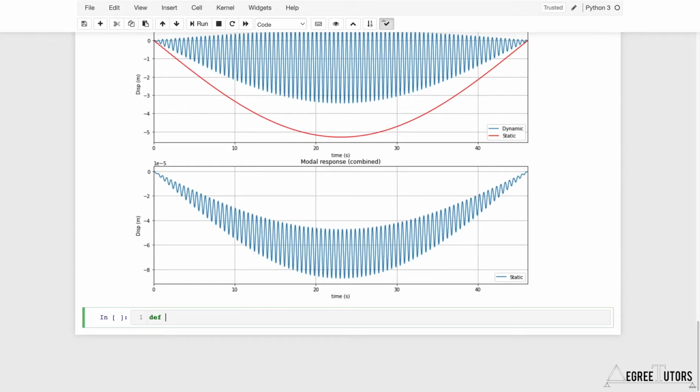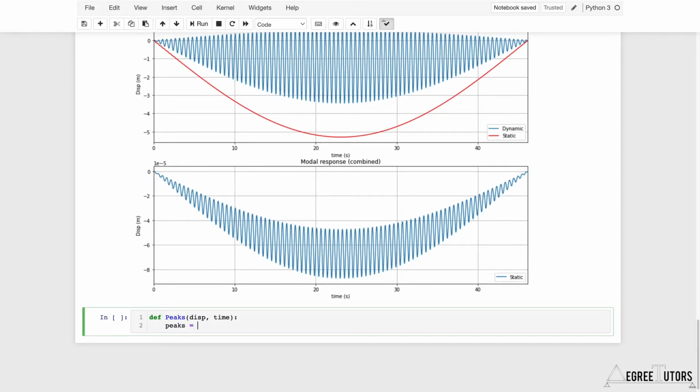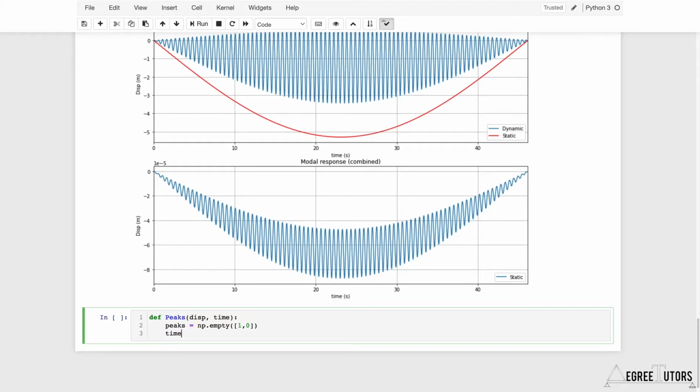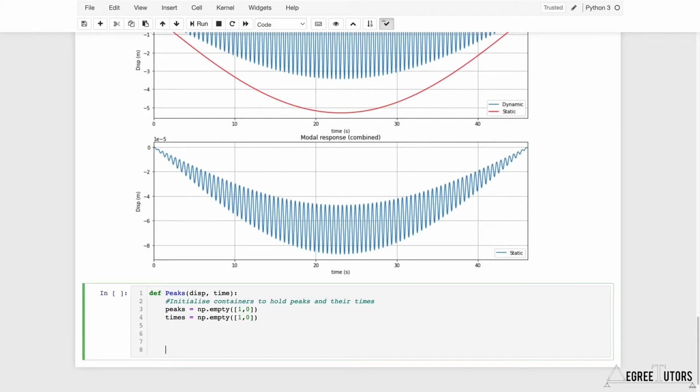So again, we'll define a function. We'll call it peaks, and we'll say that it takes a displacement and a time. It's going to return a set of peaks and a set of corresponding times, so I'm going to initialize a container to hold that data. I'll say peaks is equal to, from NumPy, an empty array, with one row and currently 0 columns, but we're going to append values into it. And we need a container to hold the times as well, which is the exact same thing. So let's give ourselves a bit more space here.